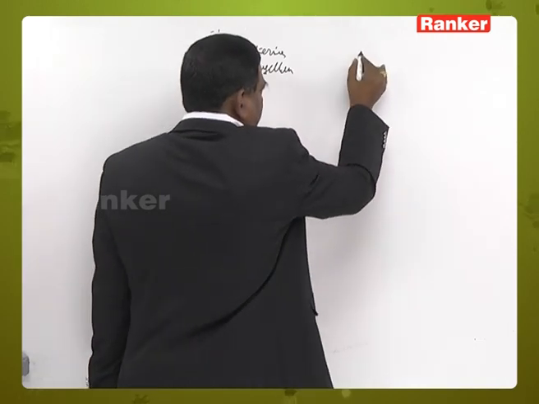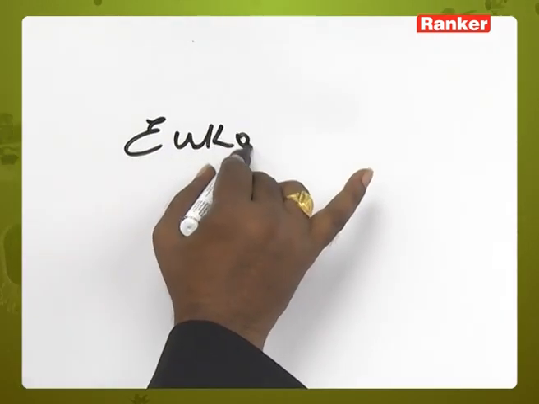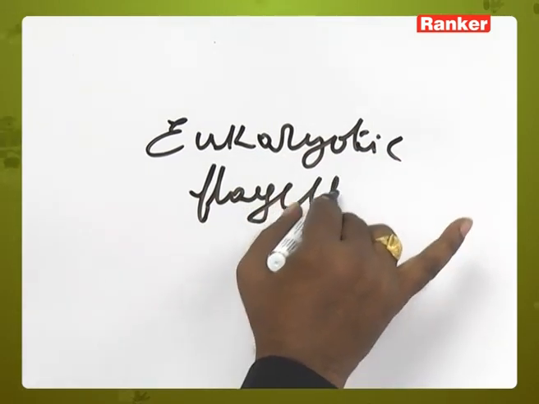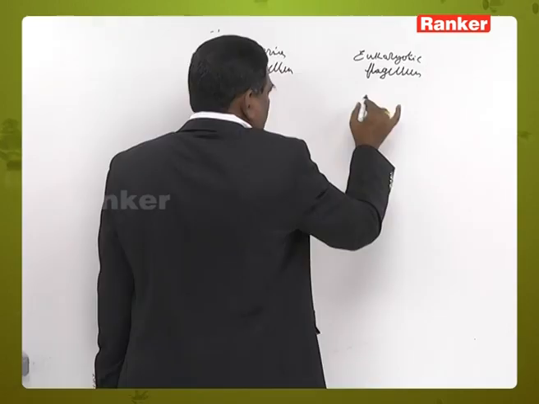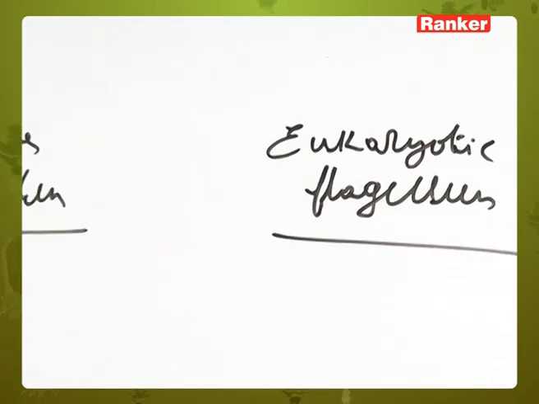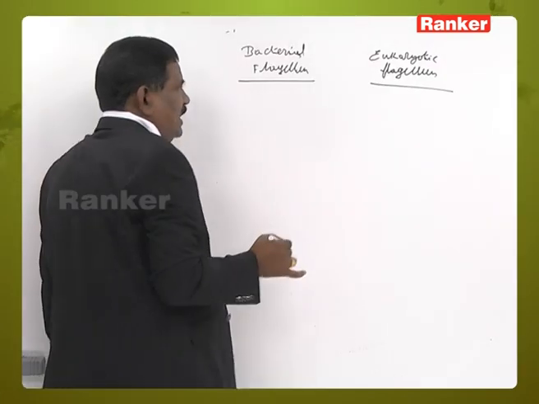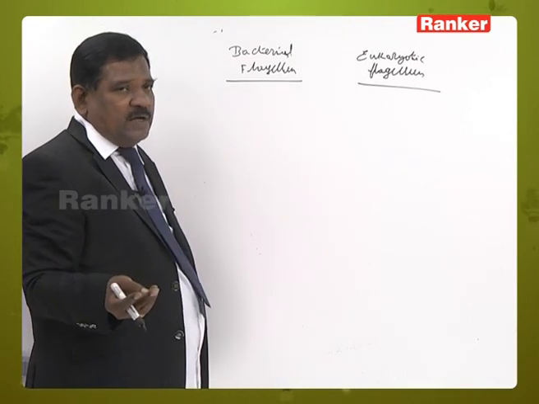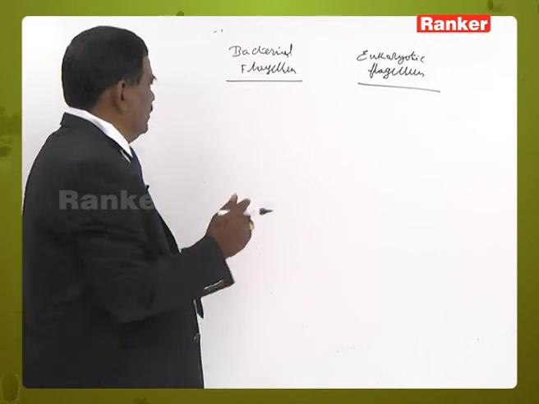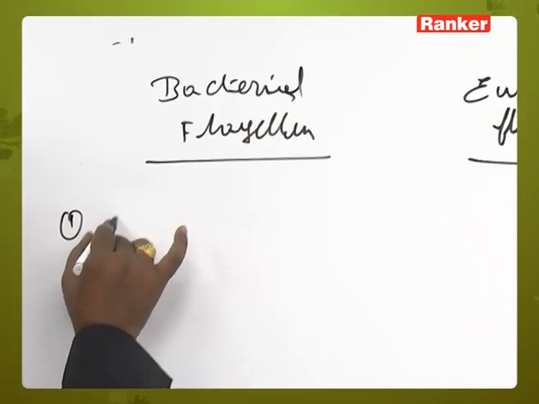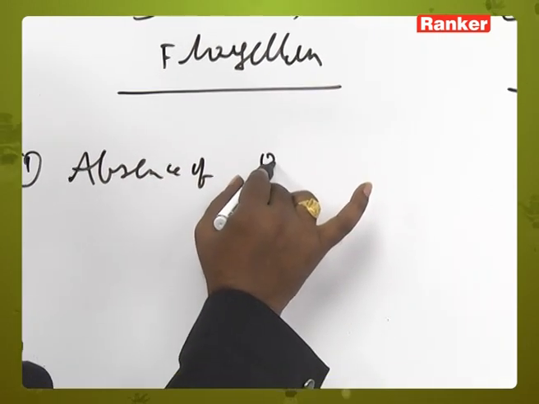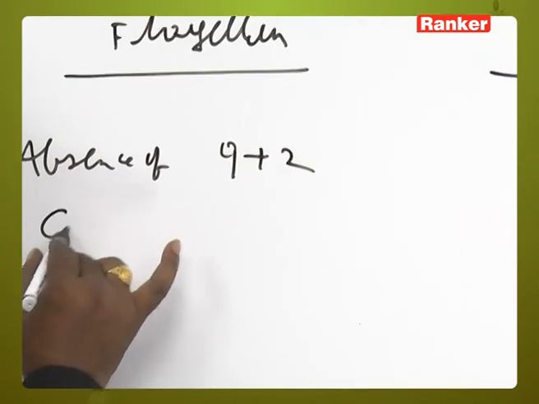Bacterial flagellum differs from eukaryotic flagellum. Bacterium is a prokaryote. That means the prokaryotic flagellum differs from the eukaryotic flagellum in the absence of 9+2 configuration.